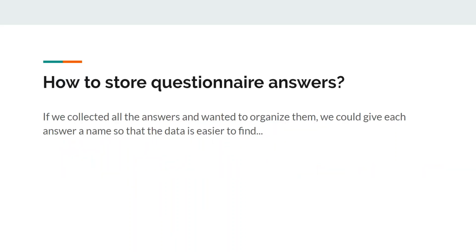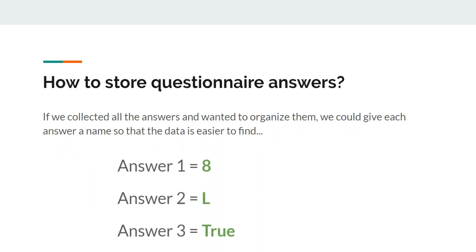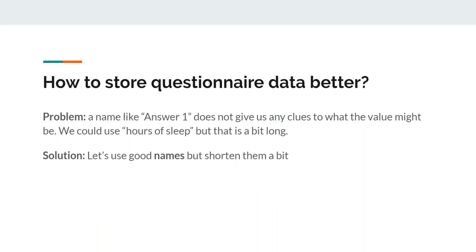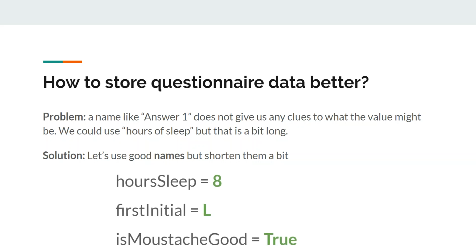Well, we could take them and just say, okay, answer 1, answer 2, answer 3, all right, here's our data, and we're going to store it. And then we could find them later. But there's a problem with that, because if I just say answer 1, answer 2, answer 3, it doesn't really tell me what value it is or what type it should be. So a computer would have trouble understanding this. So maybe we could say hours sleep and first initial and is mustache good. That would be a really good step.